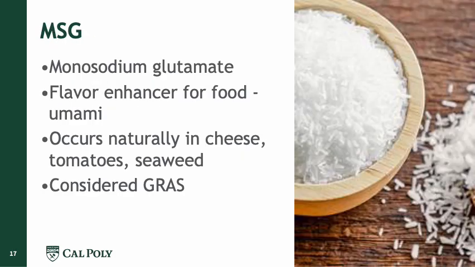As I mentioned before, MSG is monosodium glutamate. It's a flavor enhancer for food and gives us this umami taste. It occurs naturally in cheese, tomatoes, and seaweed, and is considered GRAS.